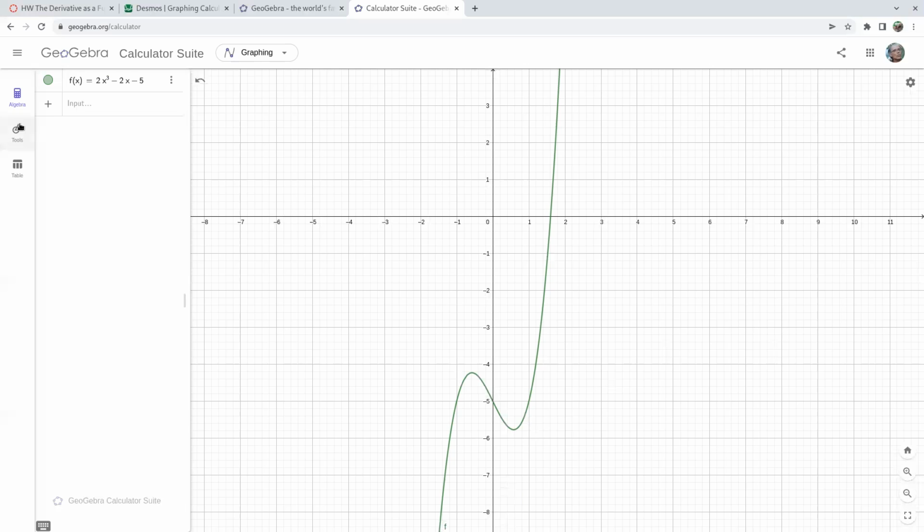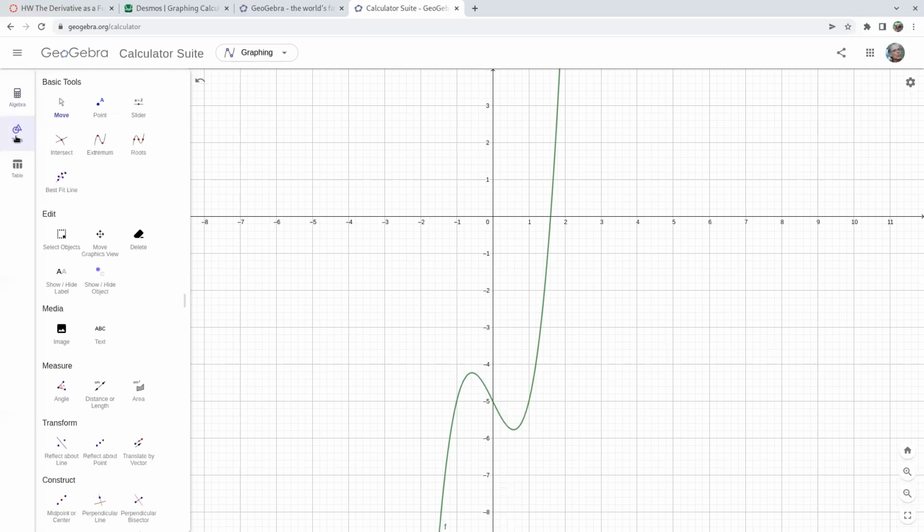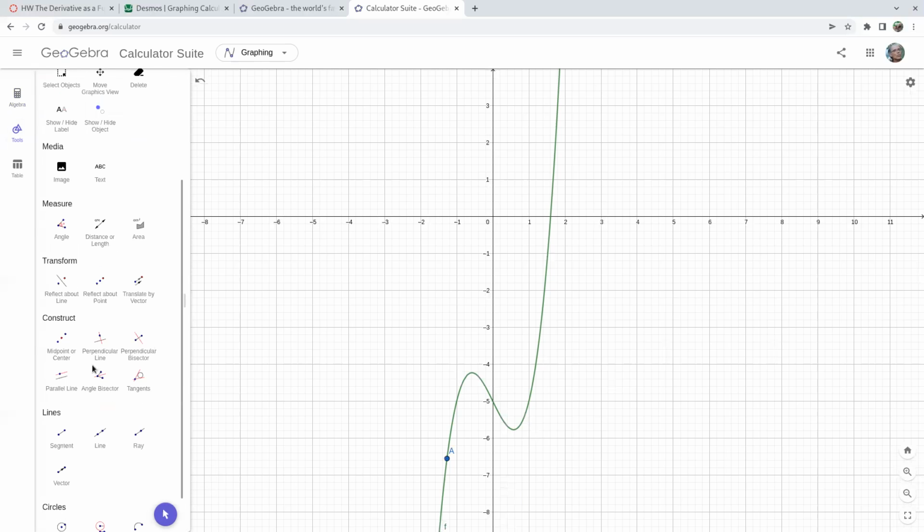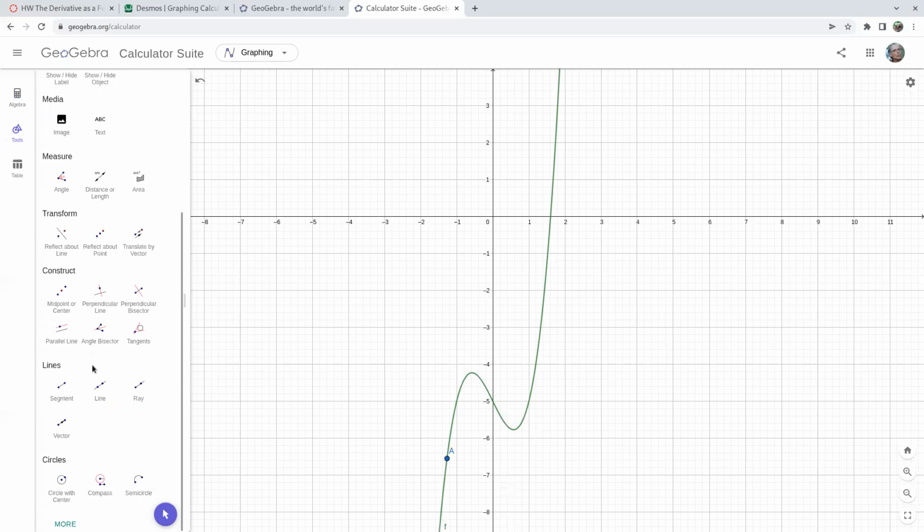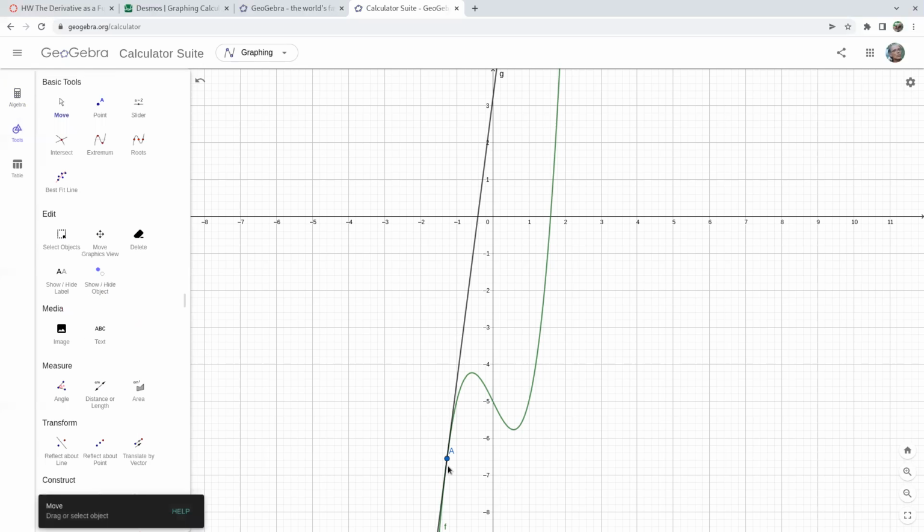Now I want to throw a point on this function. So I'm going to throw a point right here. And then somewhere there's a tangent line button in here. Tangents, that one right there. Select the point or line, then the circle, conic, or function. Okay, so point and function. Look at that. Tangent line, sweet.